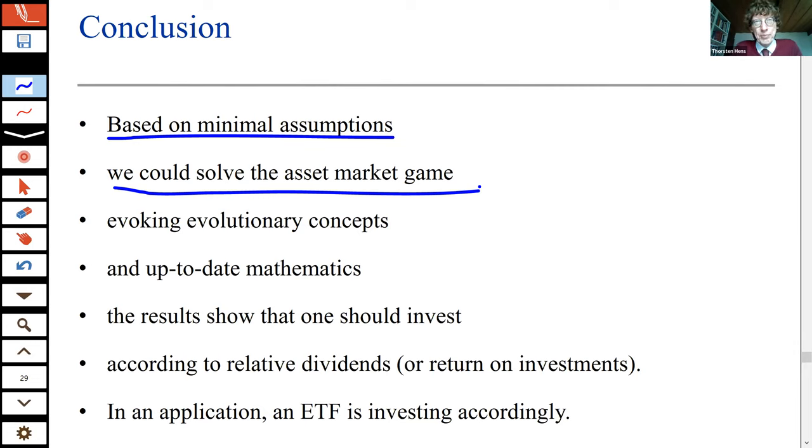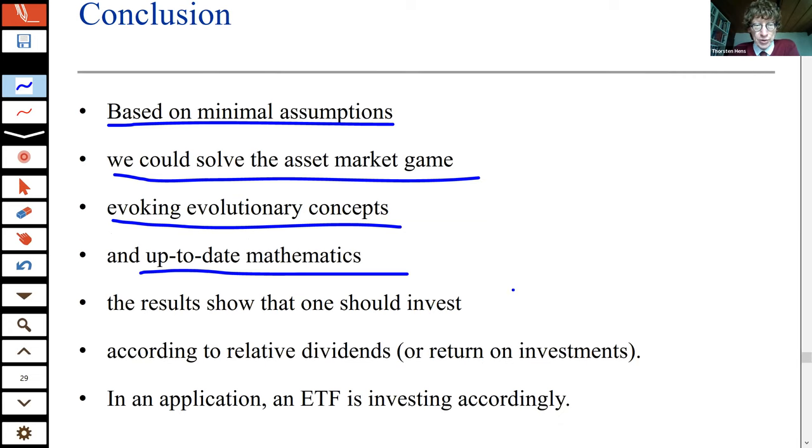So every investor chooses his asset allocation, lambda I, TK, in interaction on the market. This generates prices, and prices are important for returns. Returns are important for the evolution of wealth. So this gives a relatively complicated random dynamical system, but we could solve it. How? By evoking evolutionary concepts. We cannot solve it otherwise. Maybe you have other ideas to solve it, but we could solve this nonlinear stochastic difference equation by evoking evolutionary concepts and also up-to-date mathematics. Fortunately, the mathematics of random dynamical systems was started in the 80s of last century, and now after 40 years of research, we have good tools for random dynamical systems.